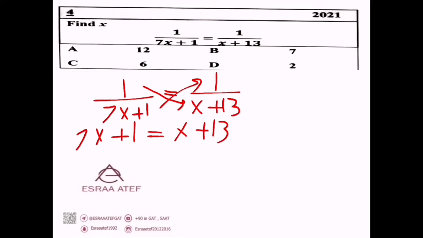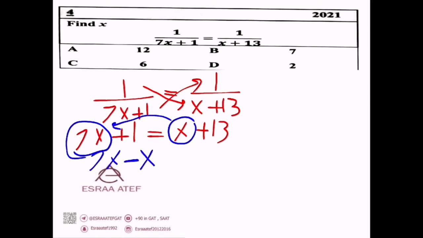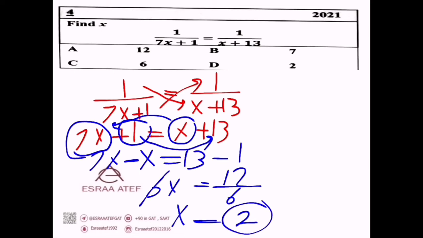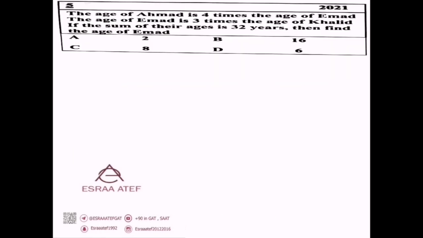So we will solve x's with each other. I will take x from the 7x, so it will be 7x minus x, with a negative sign because it's positive, and we will move 1 to the other side with a negative sign because it's positive, so it's 13 minus 1. 7x minus x will be 6x, and 13 minus 1 will be 12. To get x, we will divide by 6 here and here, which equals 2. So the answer will be 2.